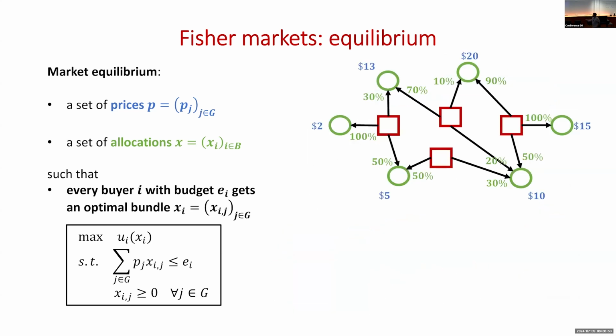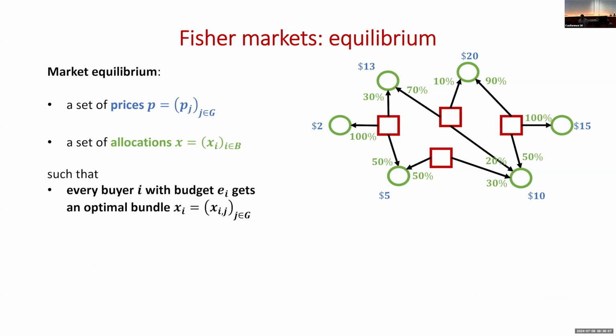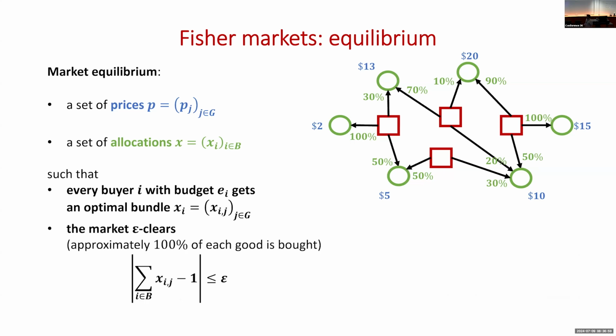All right, so we saw what an optimal bundle is. The second condition we have to respect is the market clearing condition. So the market has to epsilon-clear. What does that mean? It means that almost 100% of each good will be bought in an equilibrium. And here, without loss of generality, we have assumed that there is one unit of each good. Okay, we can do that.